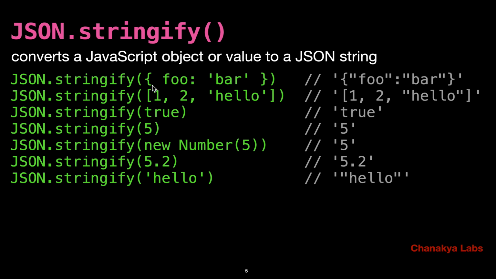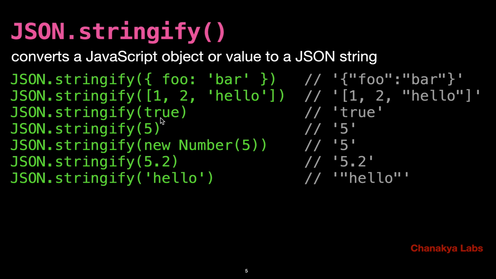Apart from that, it's not that only objects and arrays can be converted. Raw values can also be converted. It converts a JavaScript object like an array or a normal plain object, or a value also. So any value can also be stringified to a valid JSON, right?